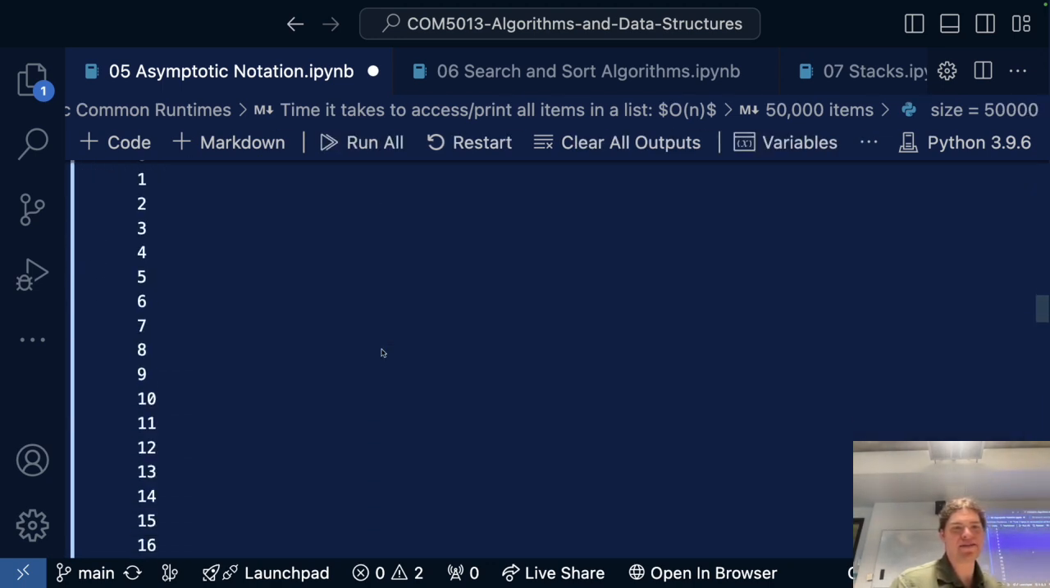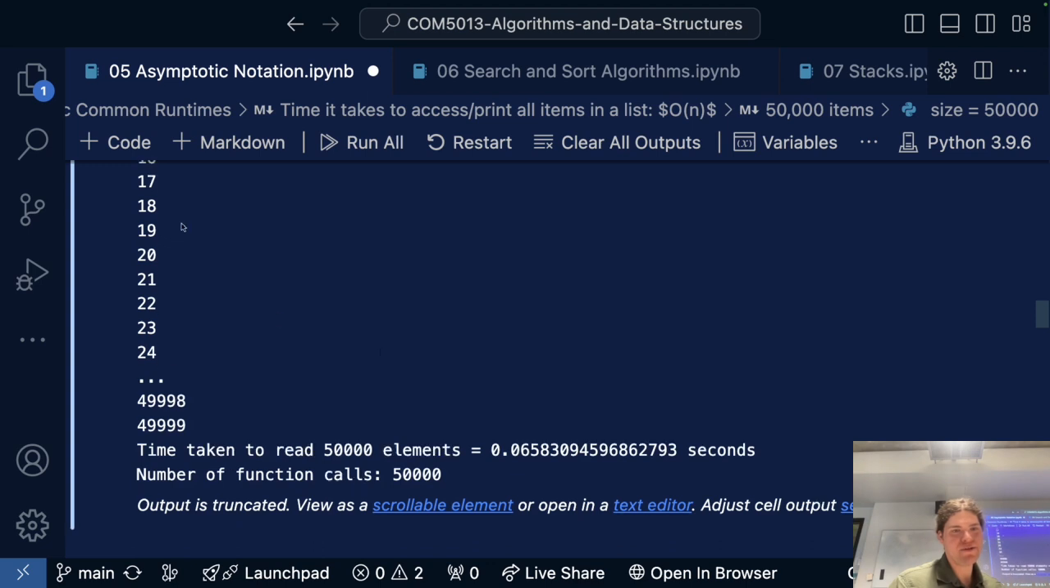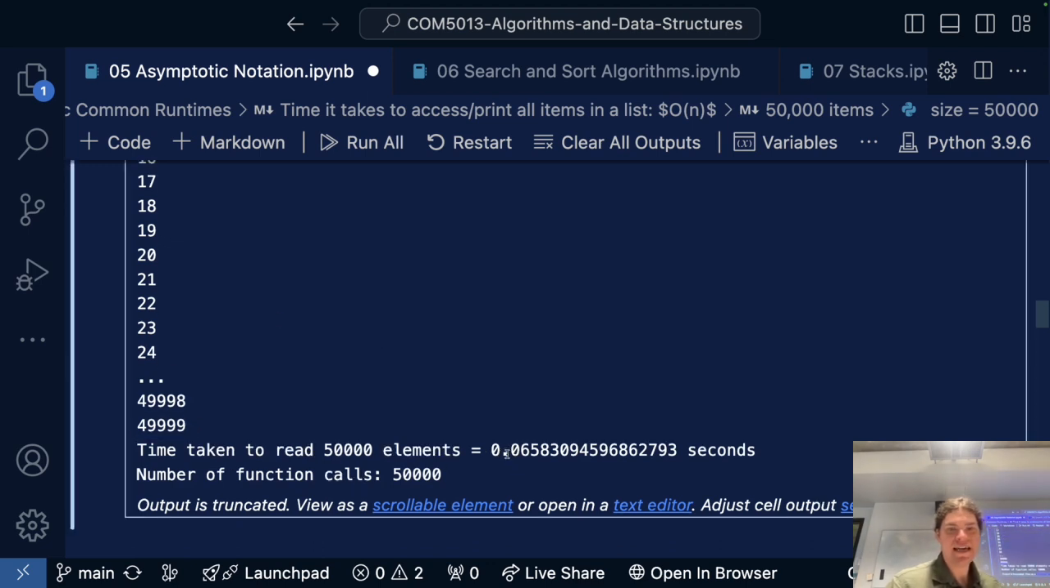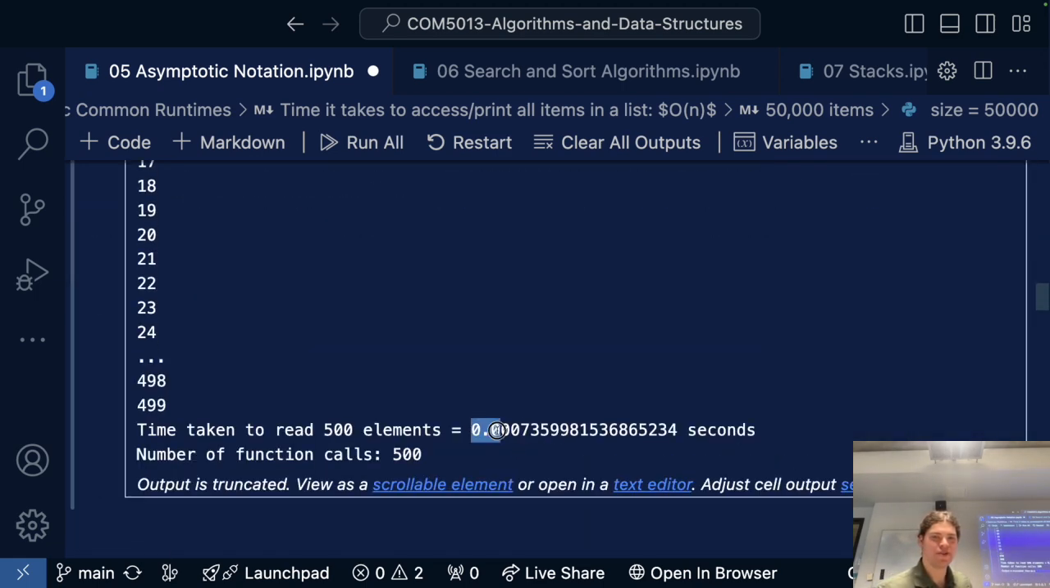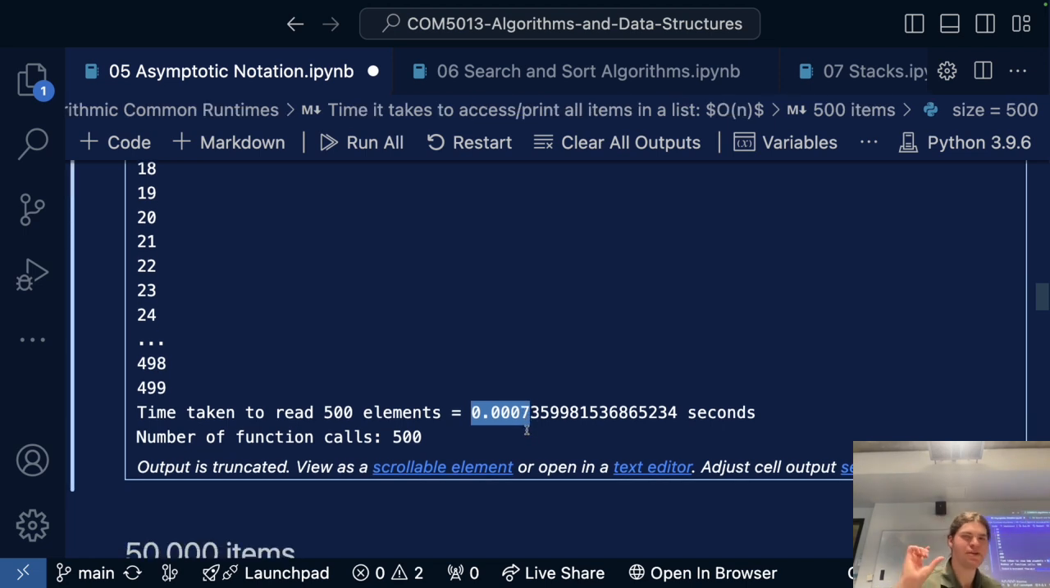Again, pretty quick. It's done it for us already. All the way down to 49999. So it did it in under a second. It took a bit longer though, didn't it? 0.06 compared with 0.0007. I suppose we'd have to get the time of each individual print to work out.